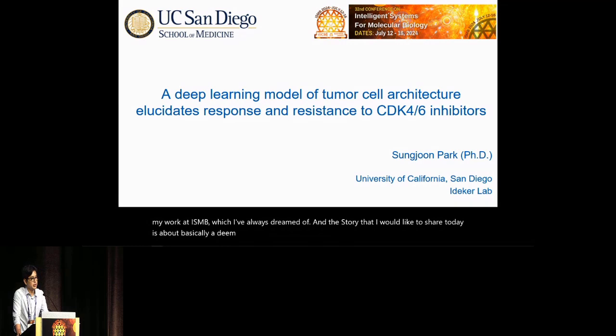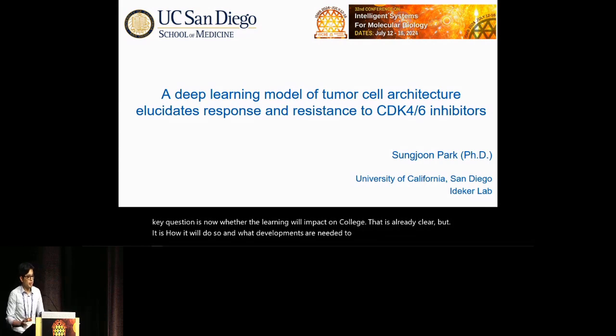for precision medicine. At this point, I think the key question is not whether deep learning will impact oncology. That is already clear, but how it will do so and what developments are needed to realize its full potential. Today, I'd like to engage your interest in our recent endeavor to address that challenge, which, as you can see on the screen, is a deep learning model of tumor cell architecture that explains the response to a therapy that targets CDK4/6 proteins.